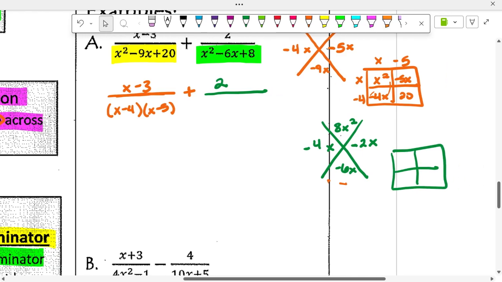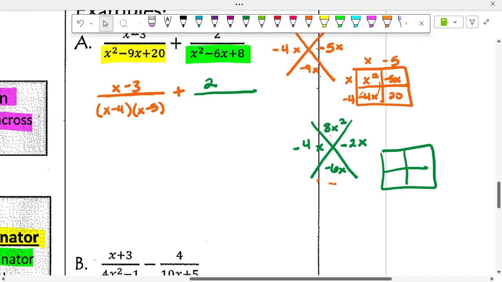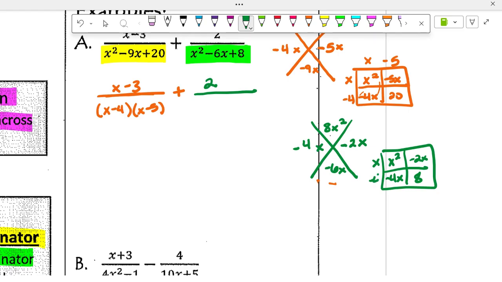So this would be x squared, 8, negative 2x, negative 4x. GCF of the first row? It's x. GCF of the second row? GCF of the first column? GCF of the second column. Good. So this would be x minus 4, x minus 2.